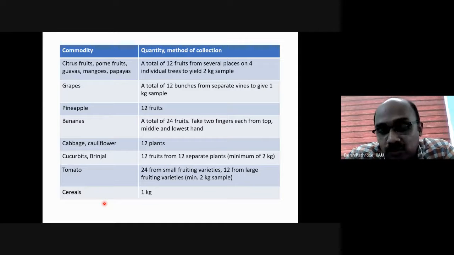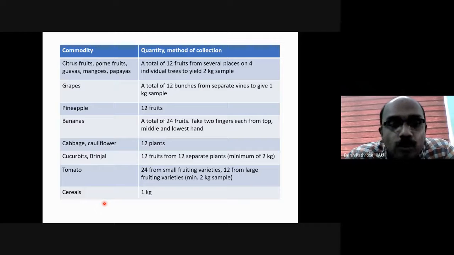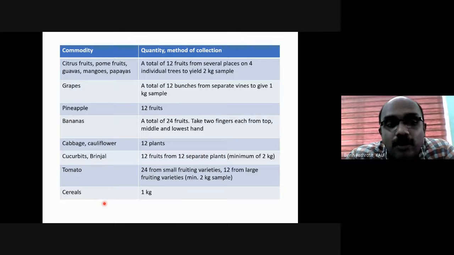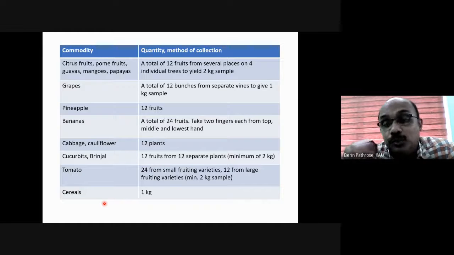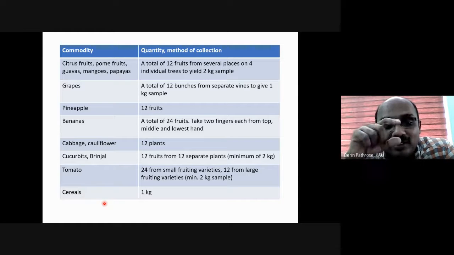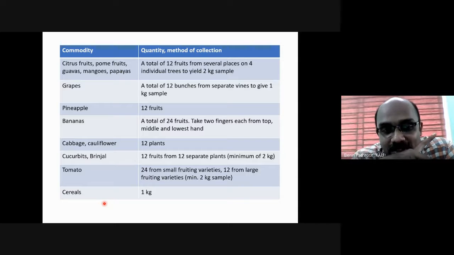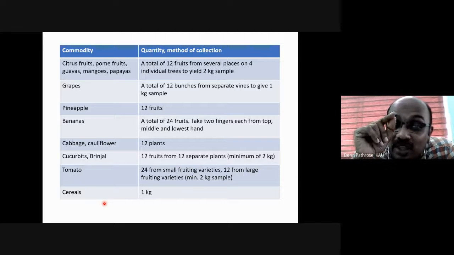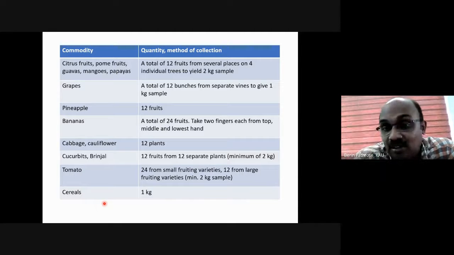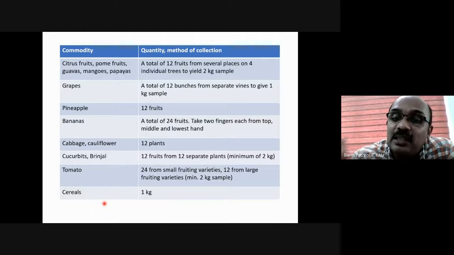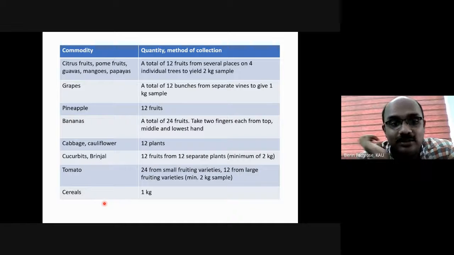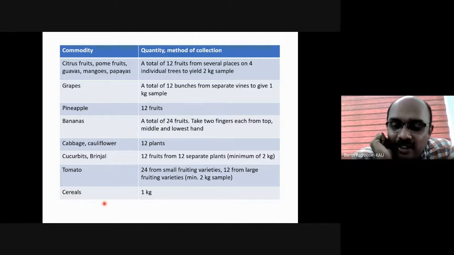So take the case of citrus fruits, pomegranate fruits, guava, mango, papaya. The quantity prescribed is 2 kg. But one thing FSSAI has clearly mentioned: you have to take 12 fruits from 4 different trees, and the minimum weight should be 2 kg. I will take an example.